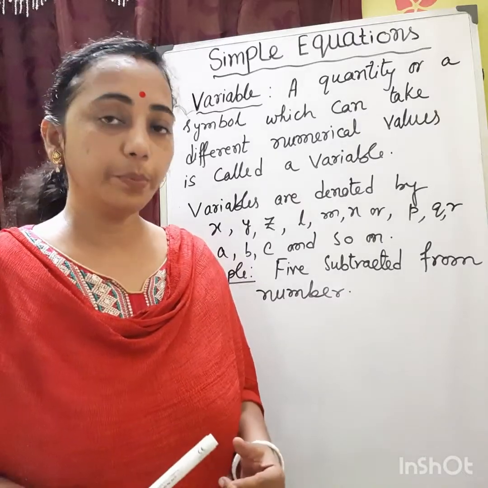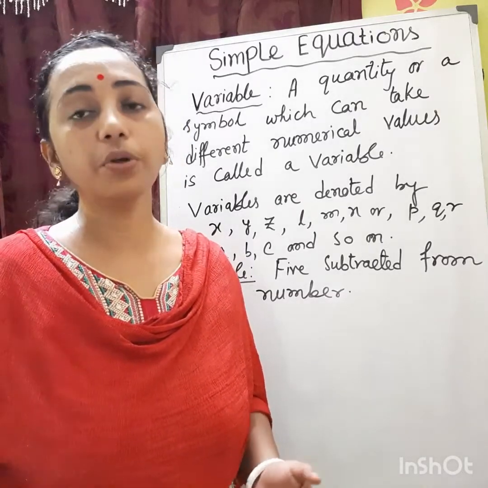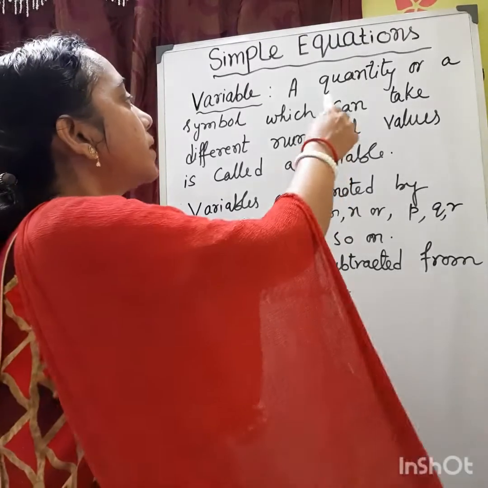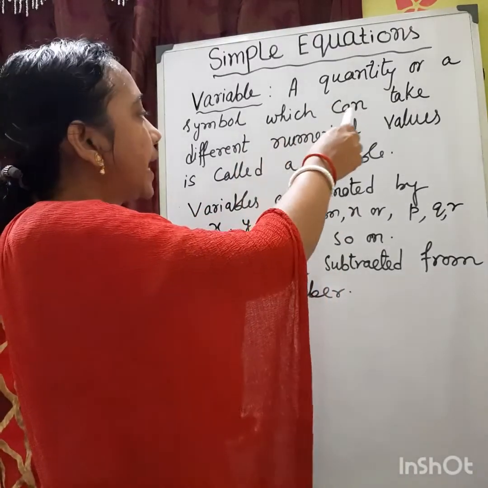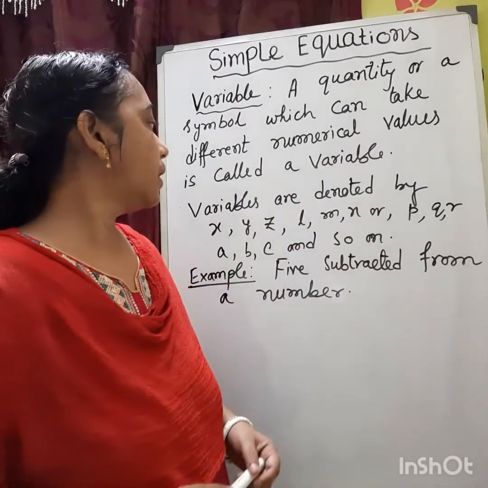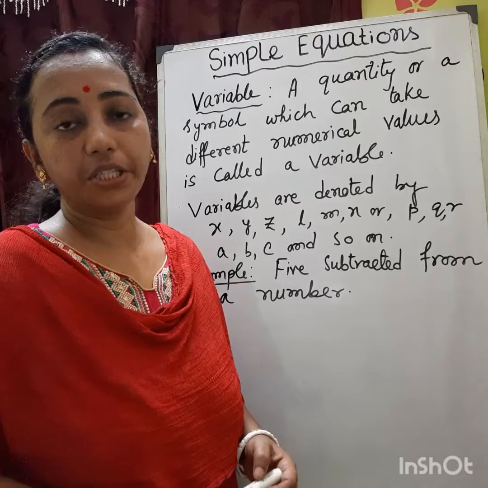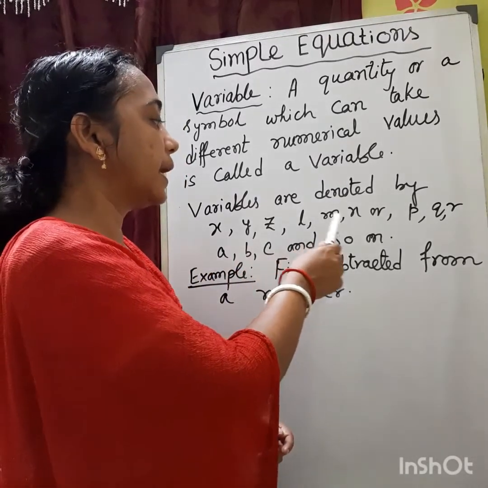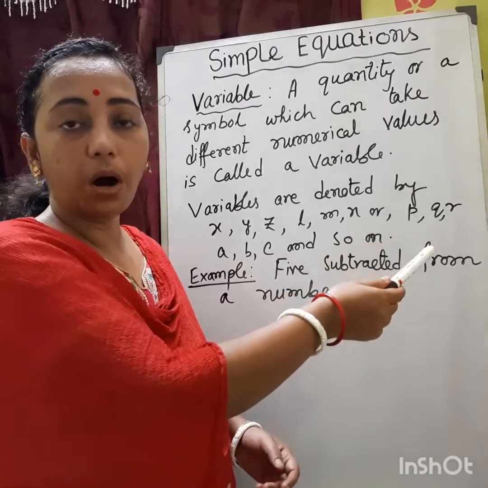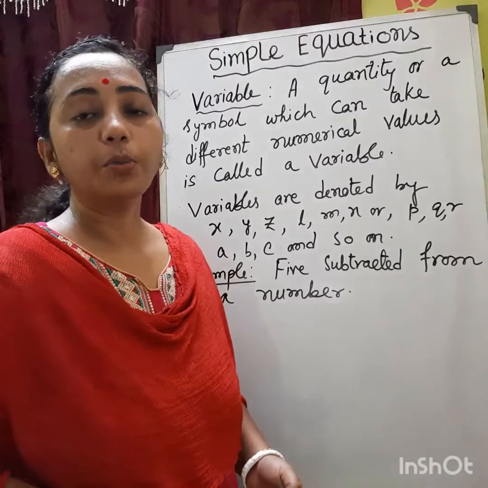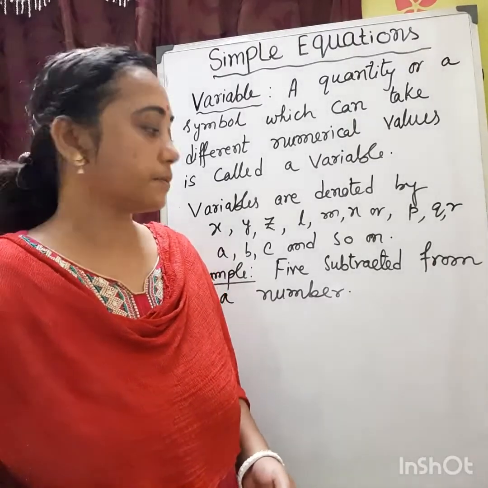The word variable means something whose value can be changed, or in other words we can say that a quantity or a symbol which can take different numerical values is called a variable. Variables are generally denoted by the letters of the alphabet, that is X, Y, Z, L, M, N, or P, Q, R, or A, B, C, and so on. The value of the variables may not be fixed.